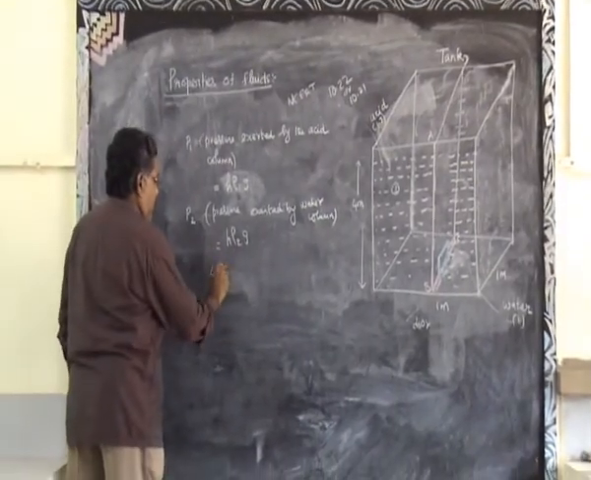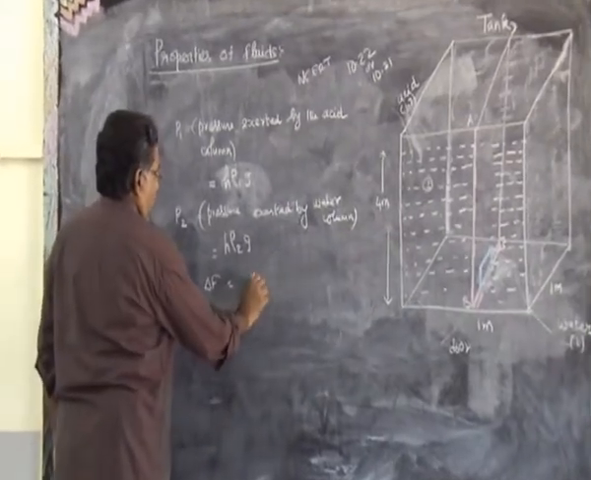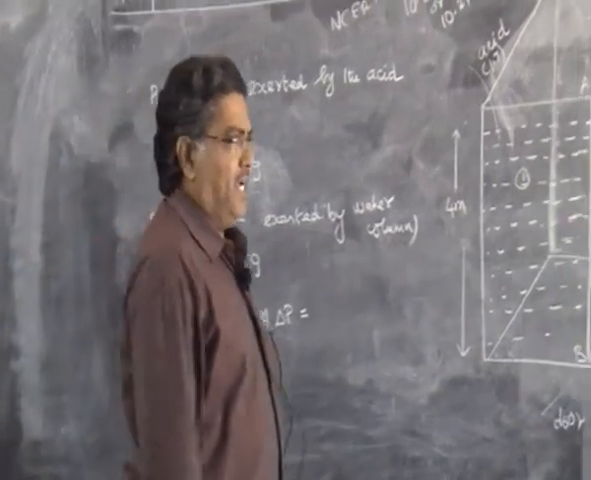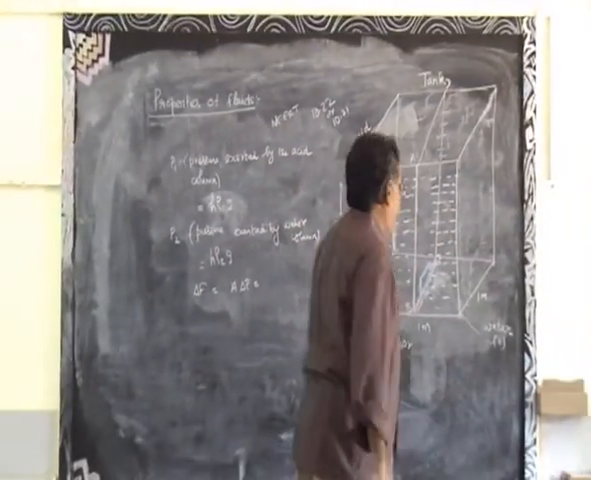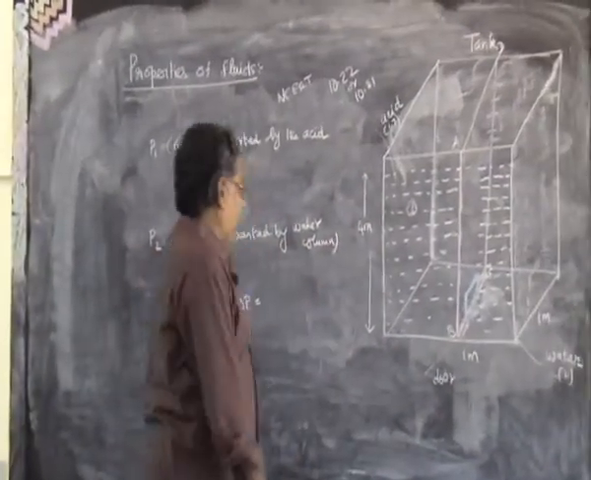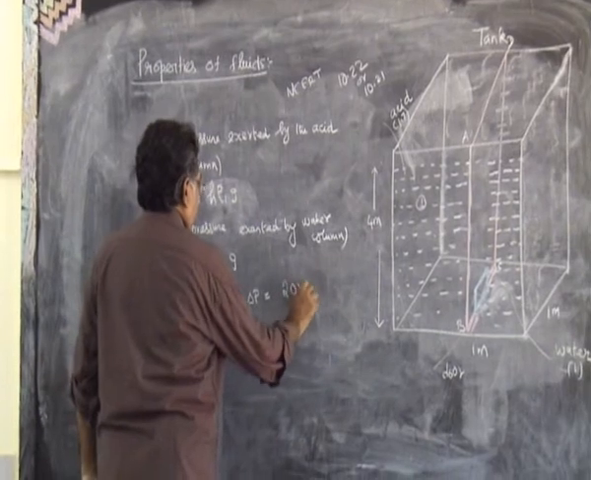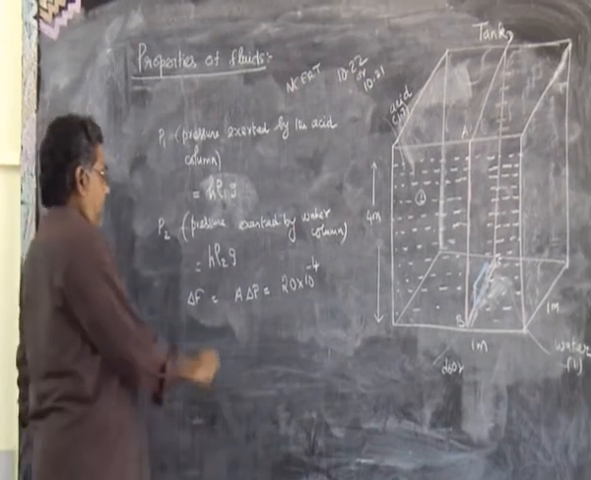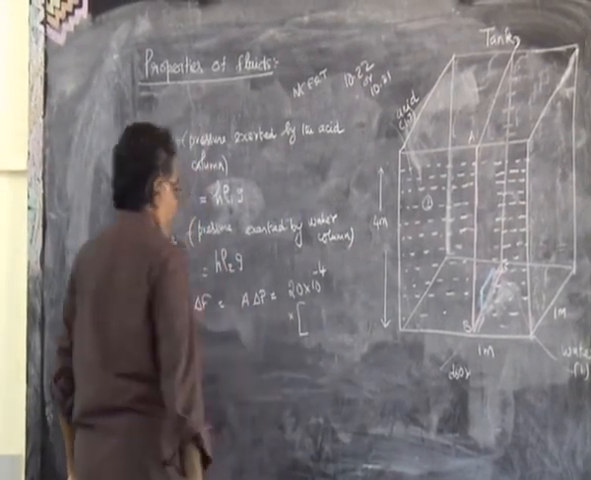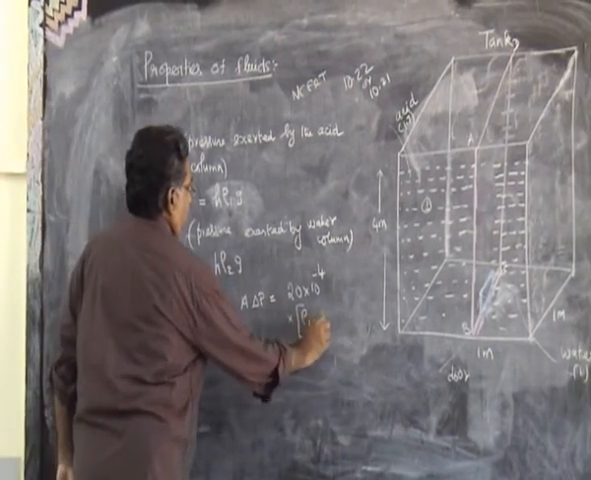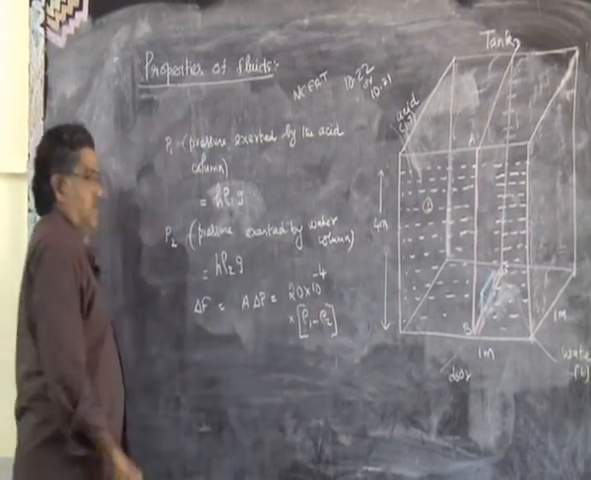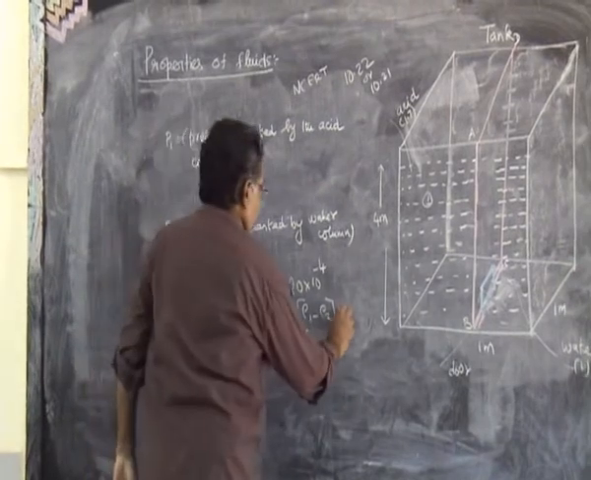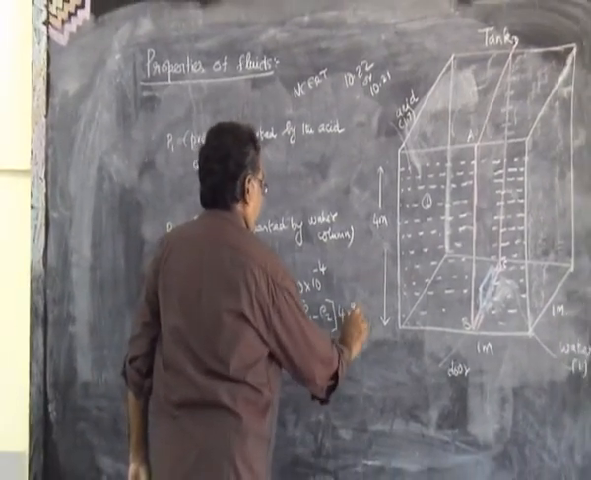So the force difference is area into delta P, the pressure difference. Area of the door is given, I think 20 centimeters squared. Anyone verify, it is 20 centimeters squared. Converting into meter squared. Pressure difference: this multiplied by rho 1 minus rho 2, H and g outside. H is of course 4 meter. g I will take 9.8.